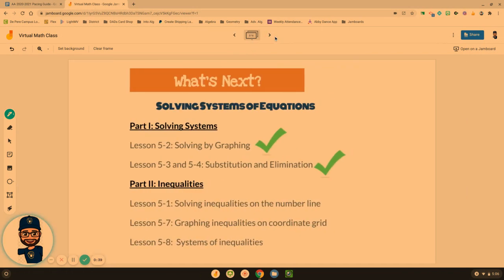Before we do that, I just want to give you an overview of where we've been and where we are going. So we did solve systems, and a lot of this is still about solving systems. Part 1 was solving by graphing, substitution and elimination, which you did a mini test on. Part 2 now is all about these inequalities and looking at how to solve inequalities in one variable or in systems. And so that's where we're introducing this concept today.